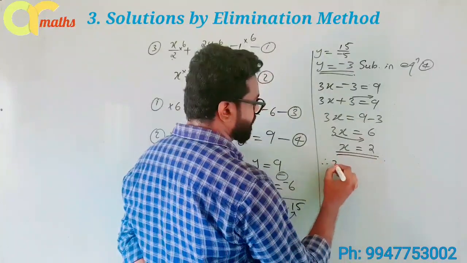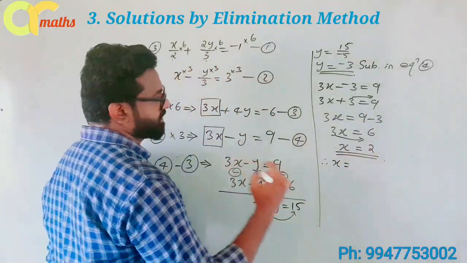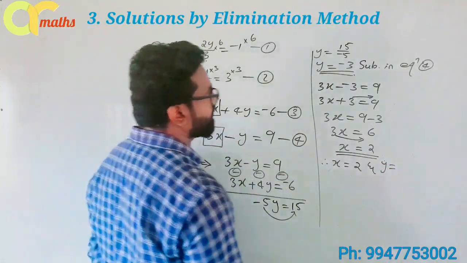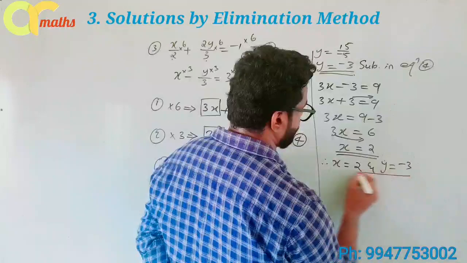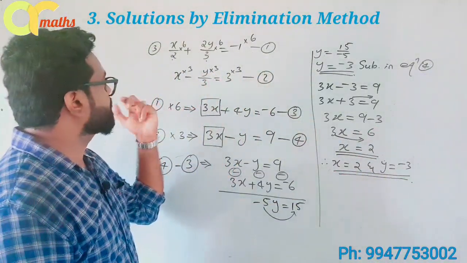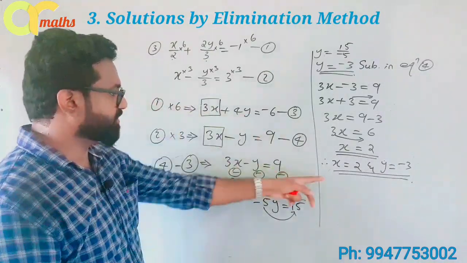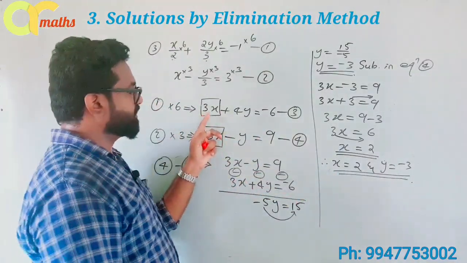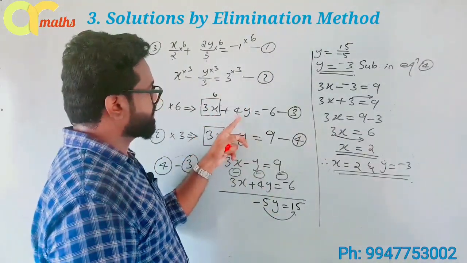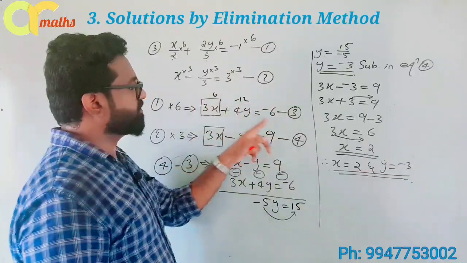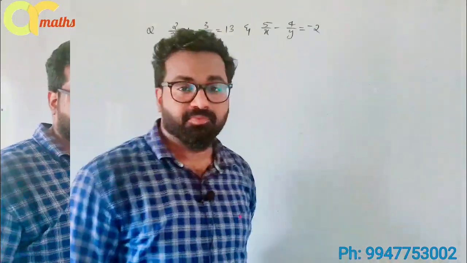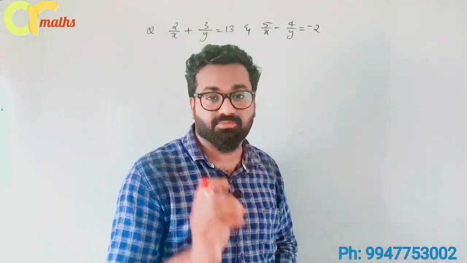Ready? Therefore, the value of x is 2 and the value of y is, what is the value of y? Minus 3. Is it correct? How to verify? Just substitute in the equations. Any equations. Okay, I am substituting this equation. So, 3 into 2, that is 6. Y into minus 3, minus 12. So, 6 minus 12 is minus 6. You can substitute in any equations. Okay, clear? Okay, next we can do some reducible equations.